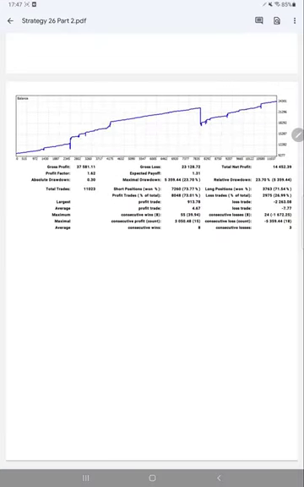Here is the trading account statement for strategy 26 part 2, and as you can see in the graph, it is constantly going up. Profit factor is 1.62. Total number of trades is more than 10,000, which is 11,023. Within part 2 only, you can see 206 pages of statement.